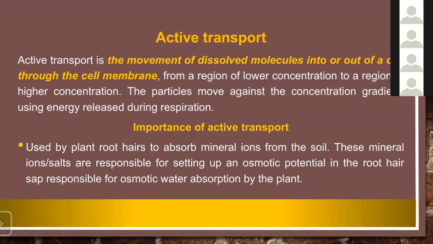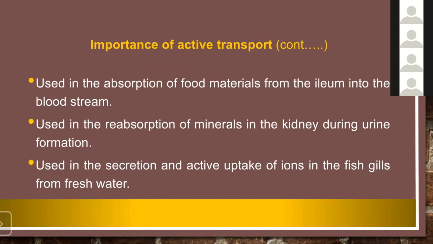Can we have one question at a time? Importance of active transport: used by plant root hairs to absorb mineral ions from the soil. These mineral ions or salts are responsible for setting up an osmotic potential in the root hair sap, responsible for osmotic water absorption by the plant. Yes, Mr. Bima, the time is past spent, so we need to wrap up.